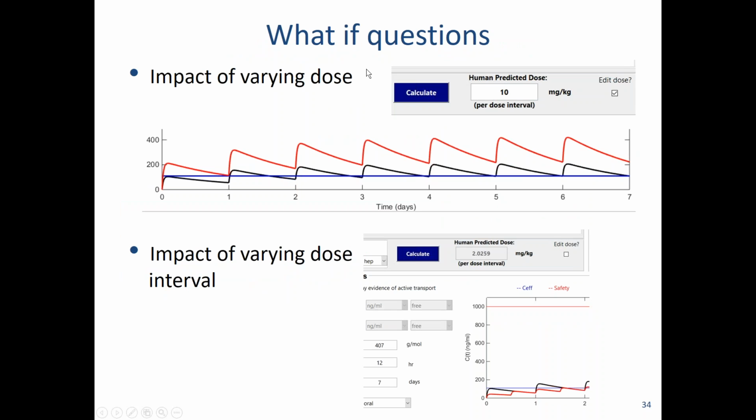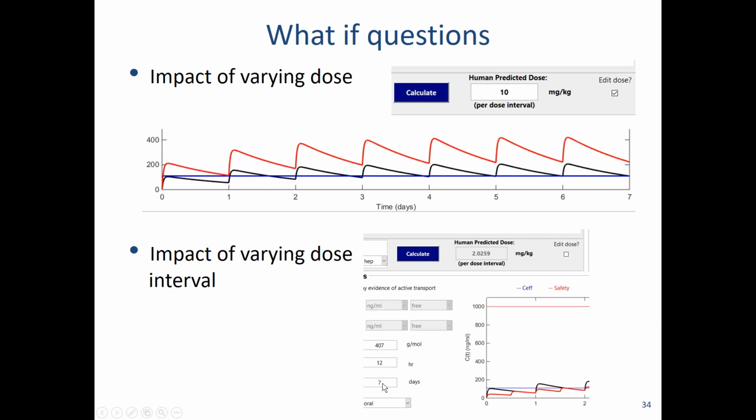So there are lots of what-if questions you can come up with, I'm sure. We've discussed the possibility of looking at the impact of varying the dose. With the default parameters on the input, you'll find that the dose is predicted to be about 5 mg per kg. You can check this box, and then put your own dose in. And by using the multiple runs, you can overlay what a 10 mg dose would look like.